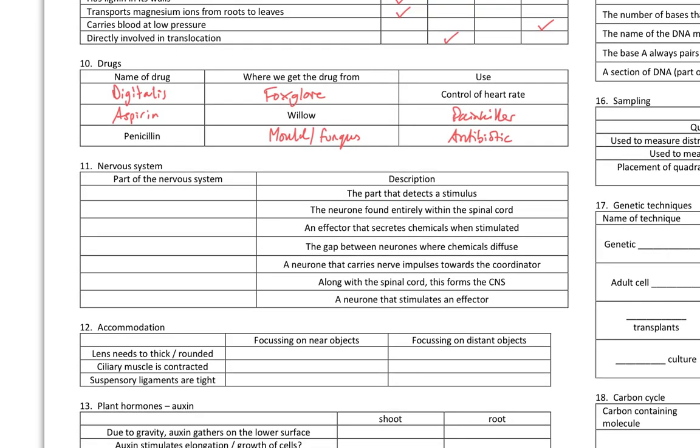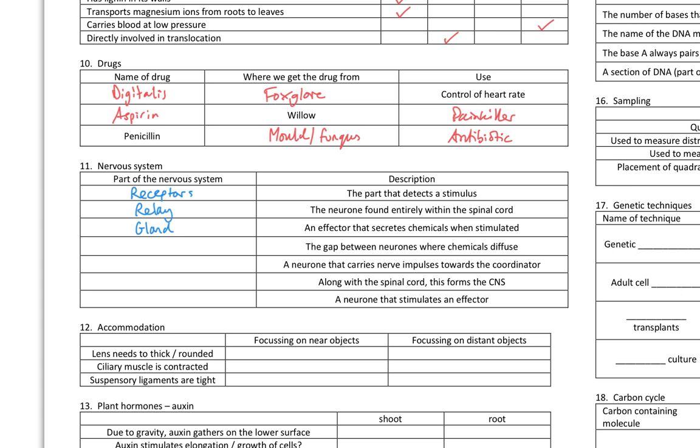Next, nervous system. Let's change colour. Yeah, so the part of the nervous system that detects stimuli. These are receptors. A neuron found entirely within the spinal cord. See how the cord hasn't got a H in it. This is our relay neuron. An effector that secretes chemicals when stimulated. Well, effectors can be muscles or glands, so a gland would secrete things.